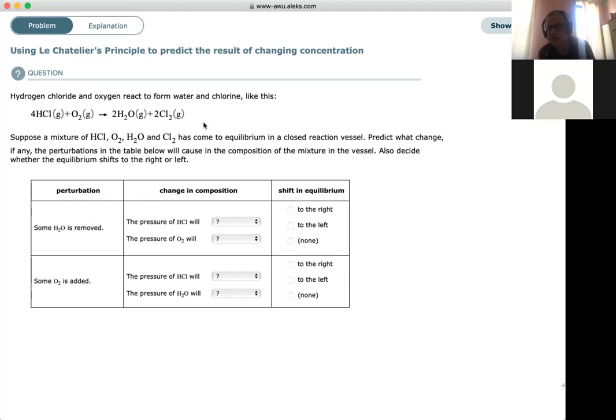But that's essentially what happens. There's two ways to shift a reaction to the right. You remove some of the product or you add more reactant. Okay, let's take a look at another one.